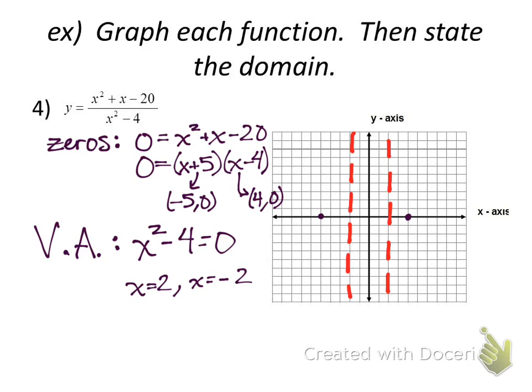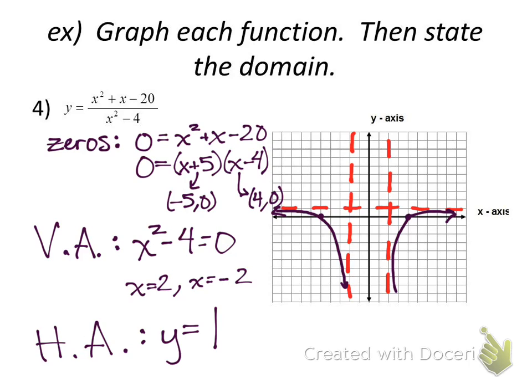Horizontal asymptote, we look at the degrees. They match. So y is going to equal the ratio of the leading coefficients, which are 1s. So the horizontal asymptote is at 1. So the hyperbola branches have to go through this x-axis on both extremes. And in the middle, because we don't have another x-intercept, that means it's got to be parabolic here.